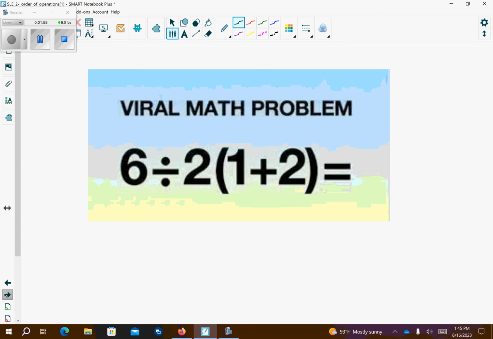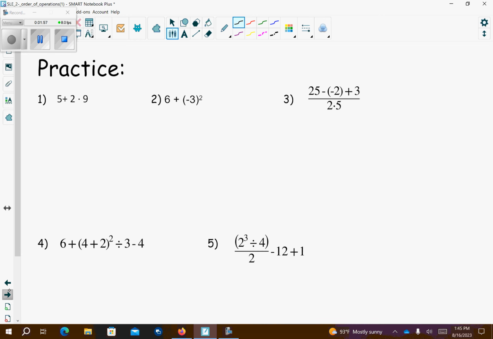This is actually a viral problem that comes out, but I don't think this is in your packet. So we're going to practice the first one. Remember PEMDAS. That means that we need to multiply first. So I'm going to go 5, and then 2 times 9 is 18. Don't do this out of order, you don't get the right answer. So multiply first, because that was part of PEMDAS. And then I'm going to go 5 plus 18, and that's going to give me 23.